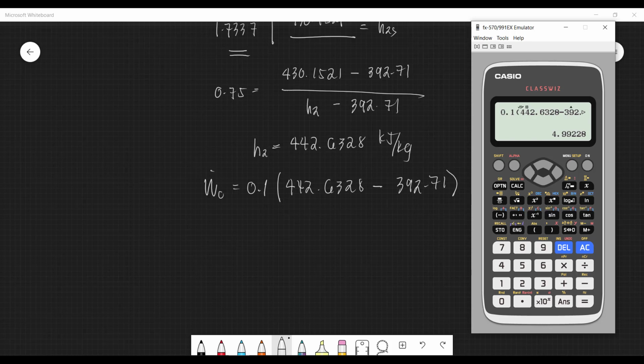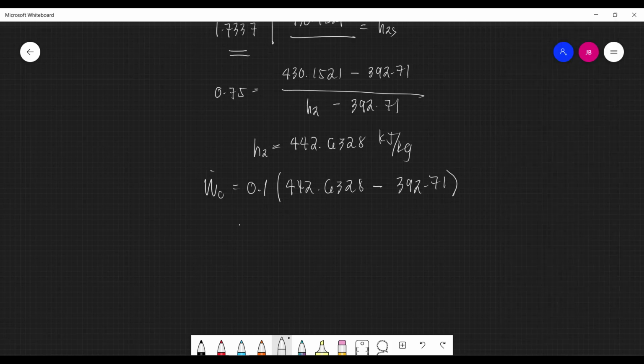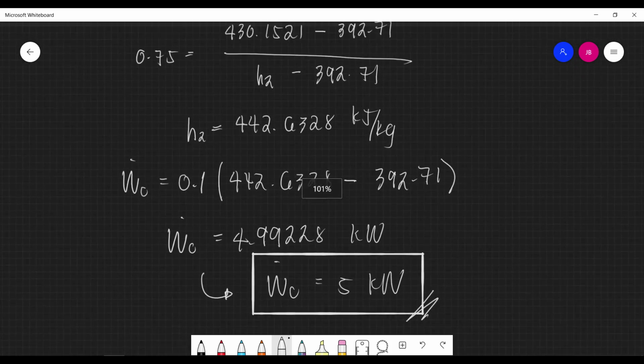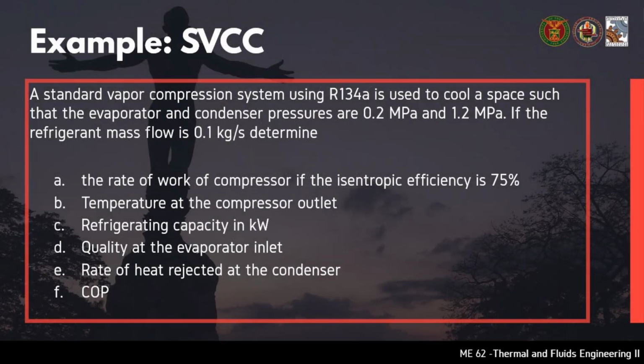It's equal to around 5 kilowatts. So we have Wc dot is equal to 4.99228 kilowatts, which is basically 5 kilowatts. So this is our compressor work. Okay, we're done with letter A. Let's move forward sa letter B.